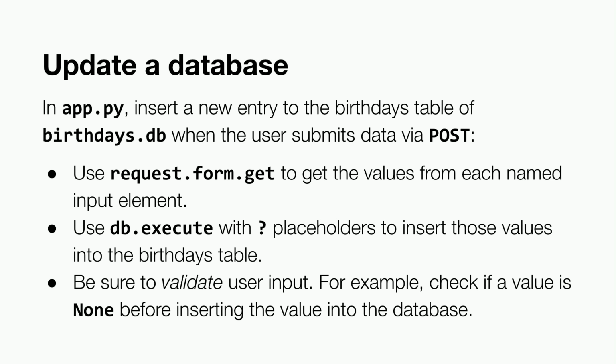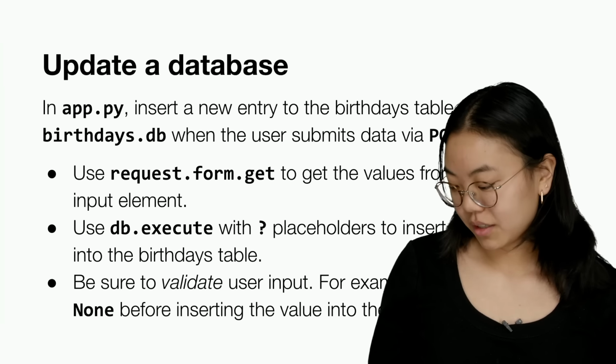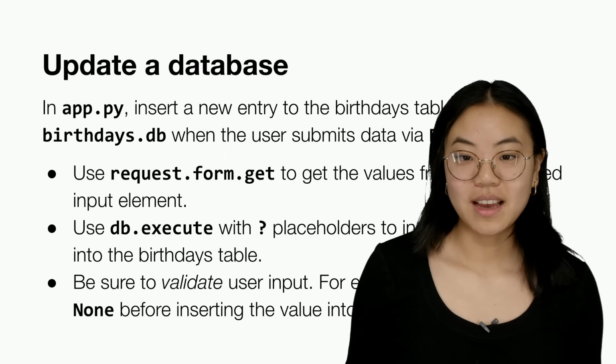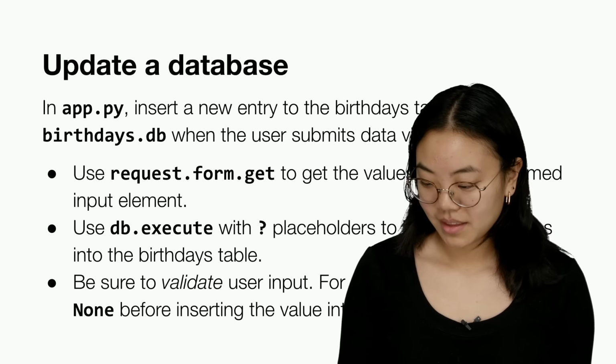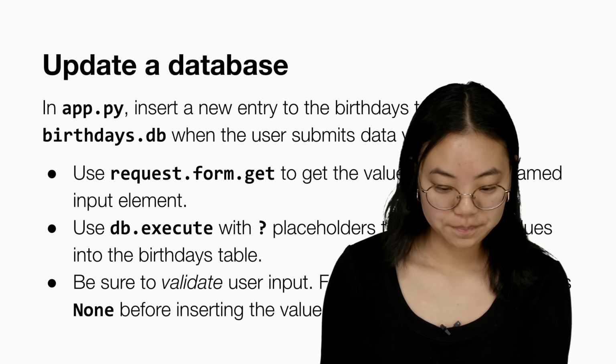So using that as an example, now we're going to go into app.py and insert a new entry to the birthdays table of birthdays.db. We're going to use request.form.get to get those values, and then we're going to use db.execute to insert those into the birthdays table. And then like we talked about earlier, we're going to make sure we validate user input. So making sure that the value is not none, or in our case, if we're checking for a month, we might want to check that it is actually a valid month that the person has inputted.